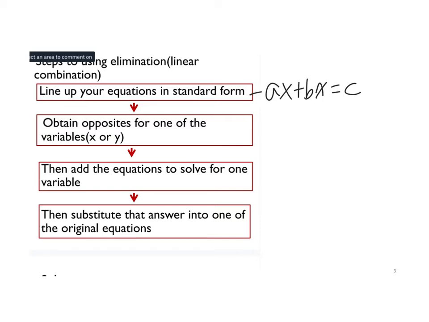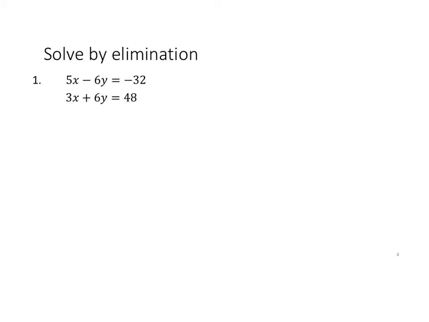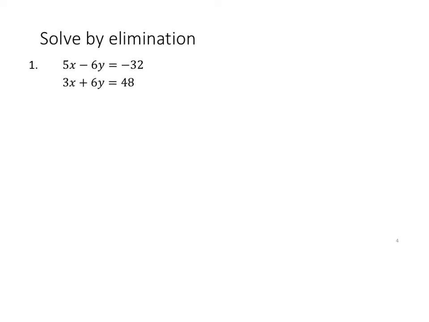So our goal is to eliminate either your x or your y first to solve for the other variable, and then we will sub it in to solve for the one that we eliminated. Solve by elimination. Number 1, 5x minus 6y equals negative 32. 3x plus 6y equals 48.